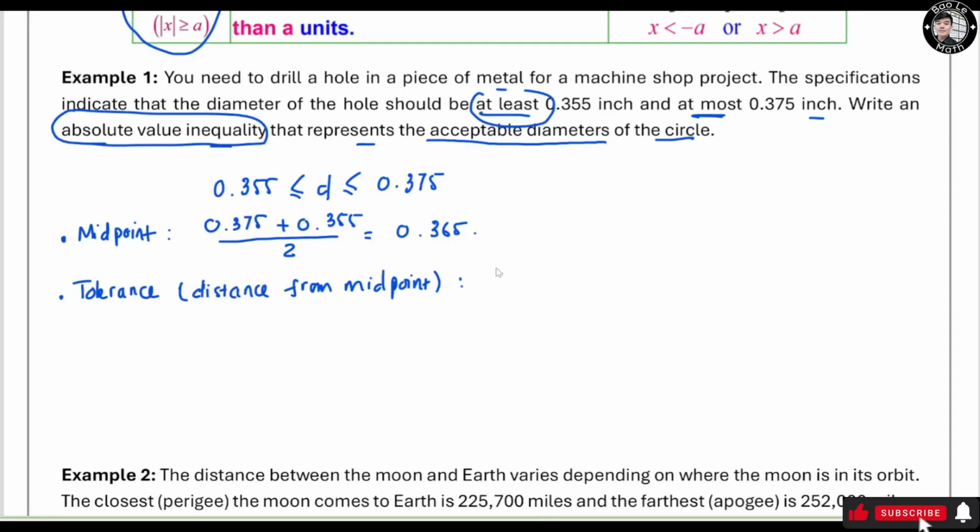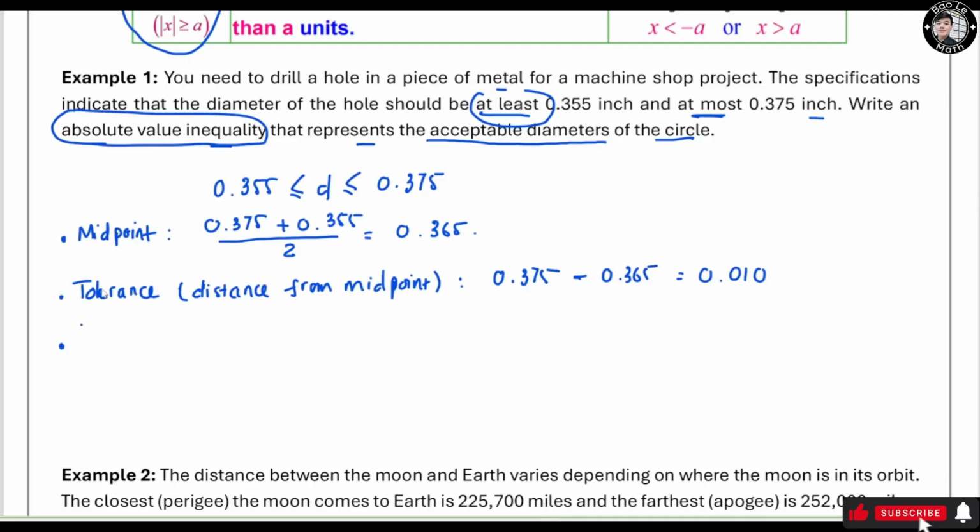Now step number 2, you need to find the tolerance, which means the distance from the midpoint. Alright, so you're gonna take the maximum, subtract the midpoint right here. It's gonna be 0.010, right?